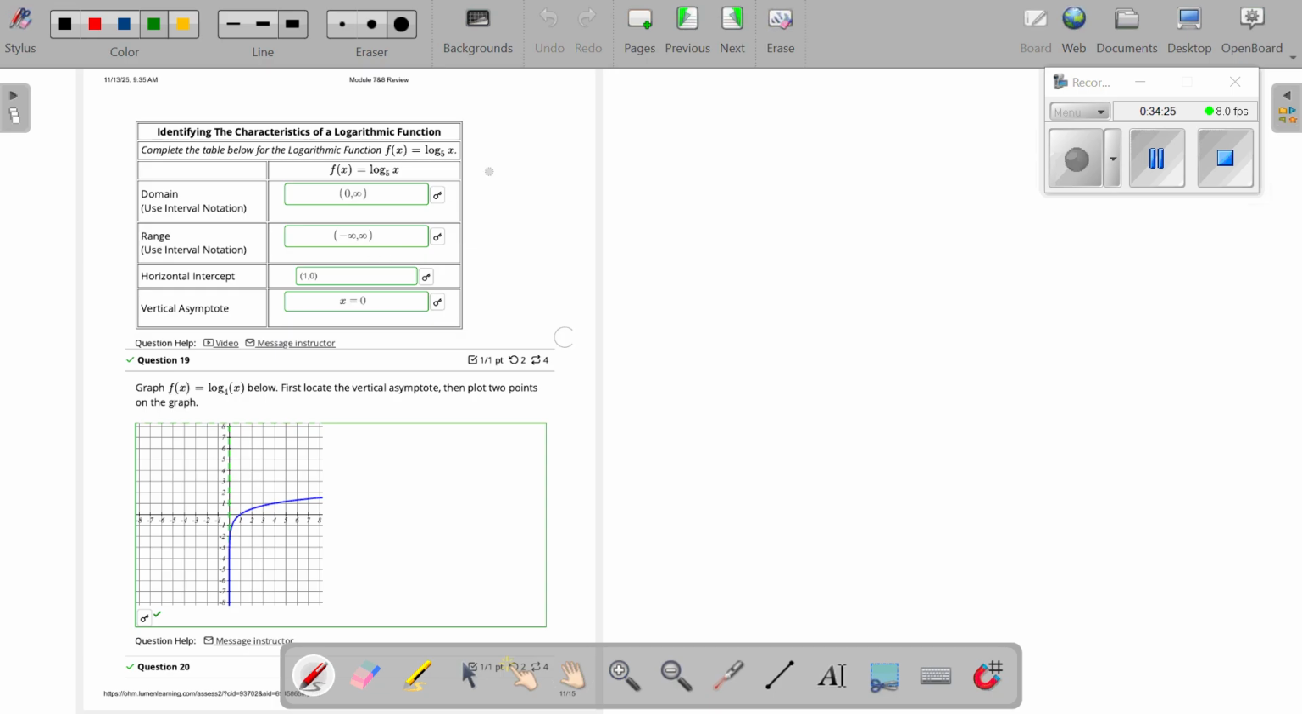Let's work on question 18 here. We want to graph log of x base 5. So if I have log of x base 5, let's see, if x is equal to 1, then we'll have log of 1 base 5, and we know that that's equal to 0 because 5 to the power of 0 is equal to 1. So one of the points is at 1 and 0.